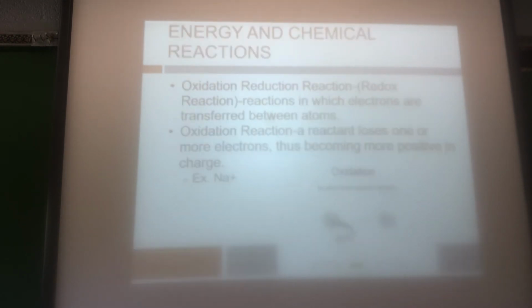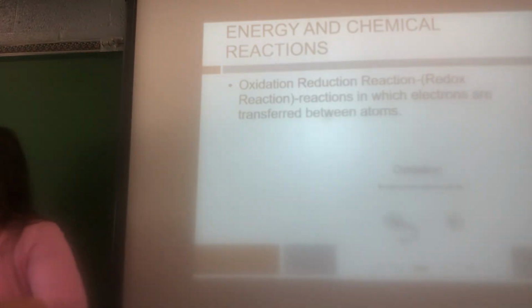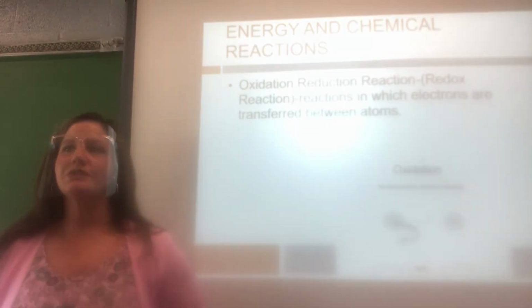When we look at reactions, we often have what are called oxidation reduction reactions, and we saw that when we were looking at the ionic bonds. So when we were looking at the ionic bonds, we saw that in some of those reactions, some of the atoms were gaining electrons, some of the atoms were losing electrons, and they were making those charged particles.